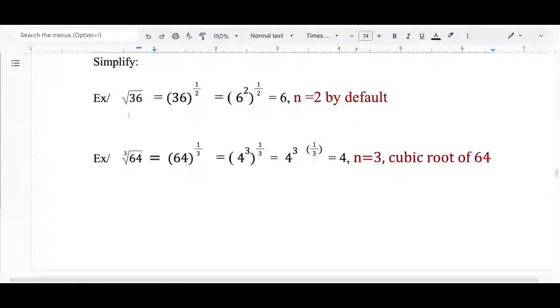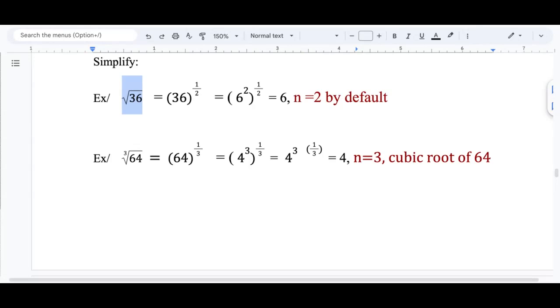Let's see some examples. The square root of 36 is 36 raised to a half. 36 is 6 squared. Well, with two layers of exponents, we multiply them. 2 times a half is 1. So we get 6. Maybe you remember 6 squared equals 36. That's why the square root of 36 is 6. The cube root of 64, right? 64 can be written as 4 cubed. Then cube and 1/3 multiply to become 1.